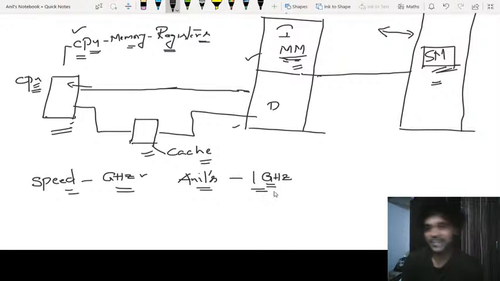What is this 1 gigahertz? This 1 gigahertz means that this processor can work at a rate of 10 power 9. What is 10 power 9?